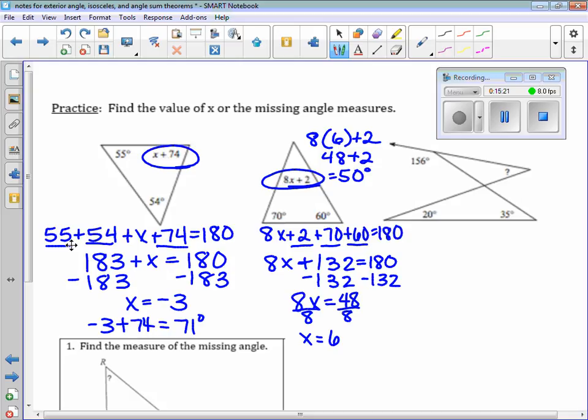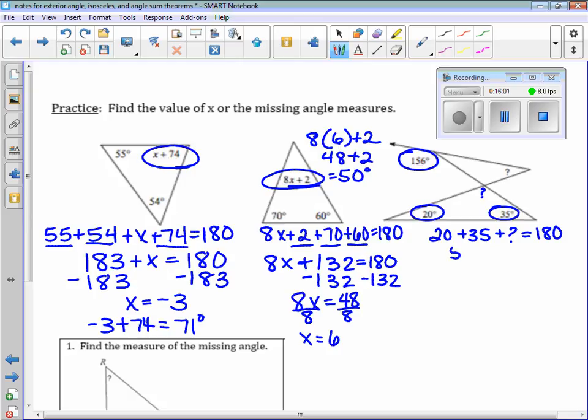In the third problem, we have an exterior angle, 156. We've also been given these two angles, 20 and 35. So looking at the triangle that contains the angles 20 and 35, we know that the three angles of a triangle should add up to 180 degrees. So I can find this angle by adding 20 and 35 and my missing angle, setting them equal to 180.